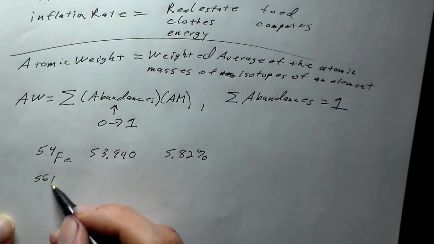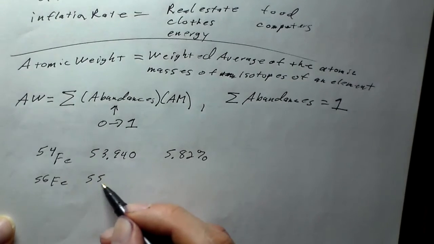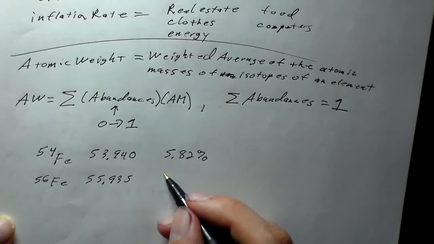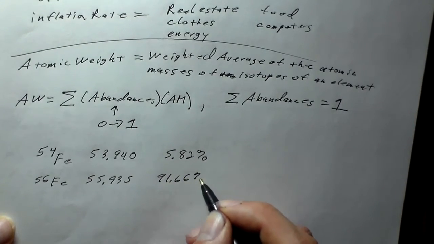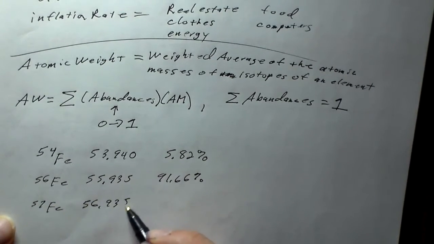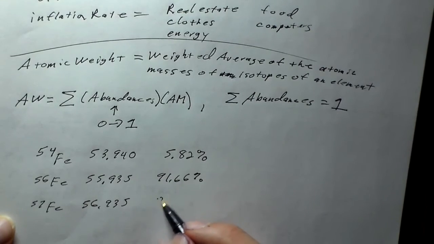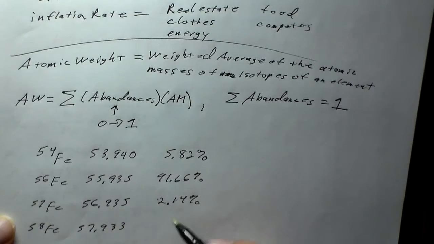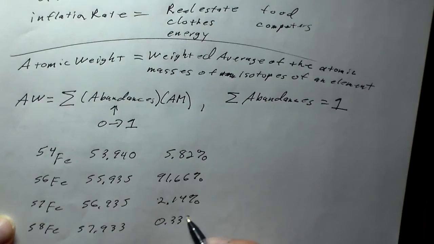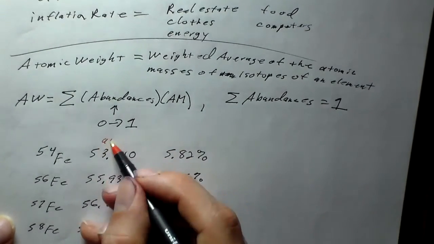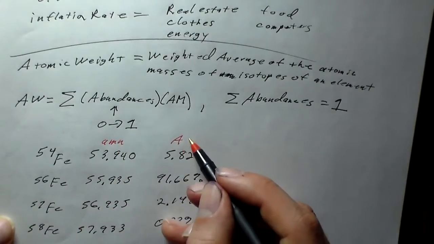The iron 56 has a mass of 55.935, and an abundance of 91.66%. The iron 57 has a mass of 56.935, and its abundance is 2.14%. And the iron 58 has a mass of 57.933, and its abundance is 0.33%. Okay, so all of the masses are in AMUs, and these are my abundances.